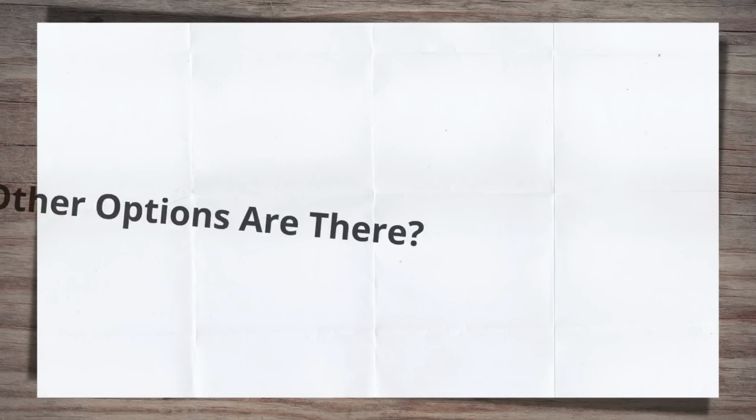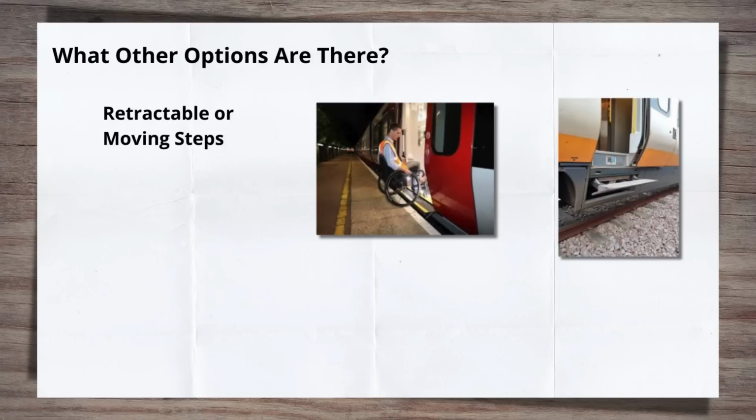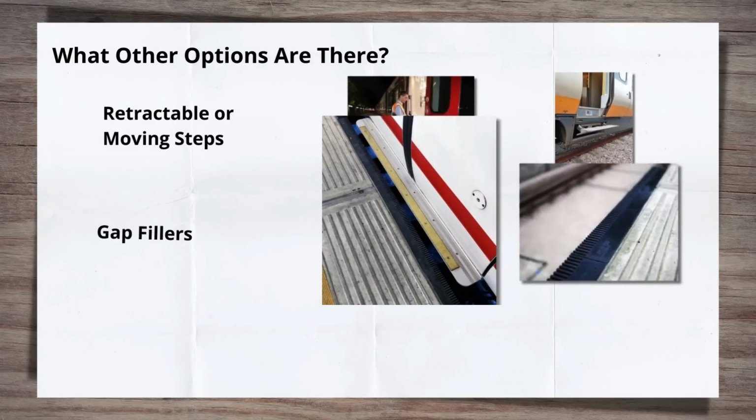So what other options are there to reduce the risk to passengers? There are a number of other options being explored to help reduce the risk. Moving or retractable steps on the train that reduce the gap while not adding to the overall profile of the train are one option. Gap fillers. These fill the gap but are soft enough not to damage passing trains. They help avoid items dropping or getting caught in the gap.